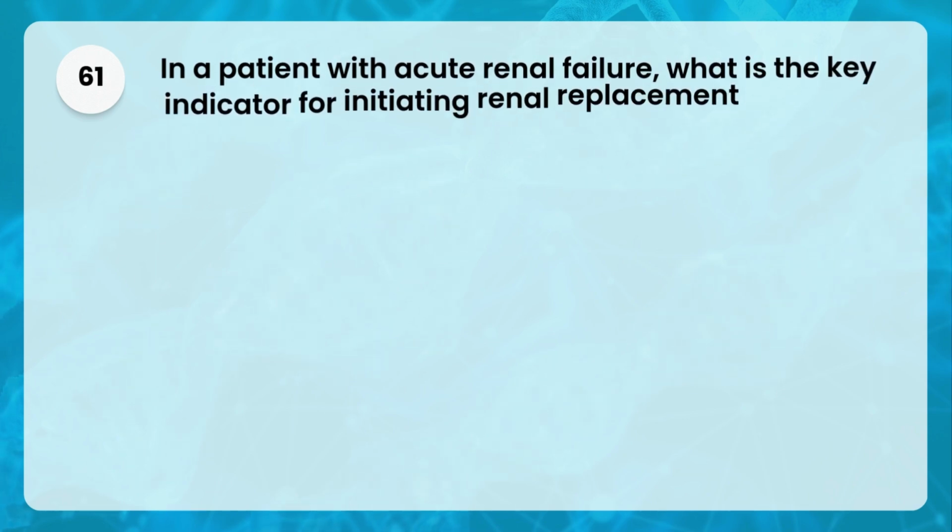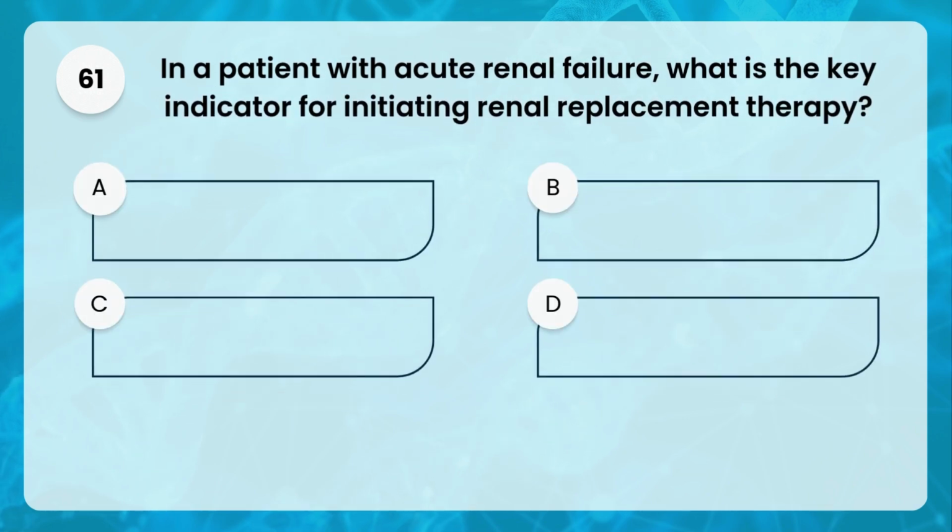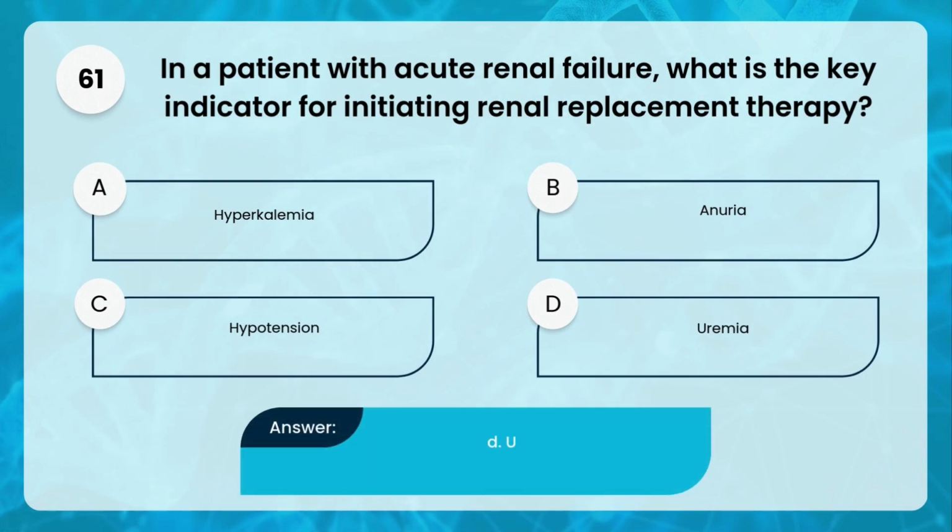61. In a patient with acute renal failure, what is the key indicator for initiating renal replacement therapy? A. Hyperkalemia, B. Anuria, C. Hypotension, or D. Uremia? The answer is D, uremia.